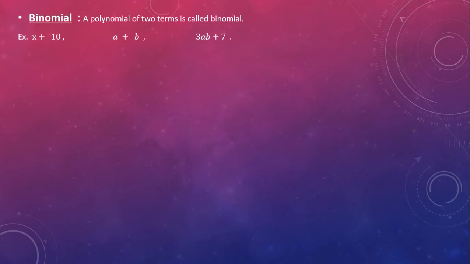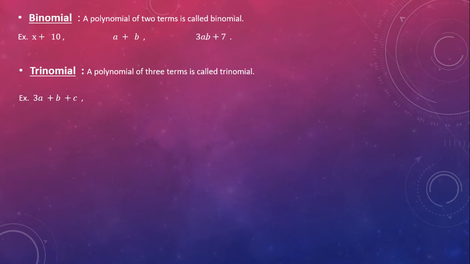The next type of polynomial is trinomial. A polynomial of three terms is called trinomial. The examples, 3a plus b plus c. Here we can see 3a, b and c. Three terms are there. So it is an example of trinomial.